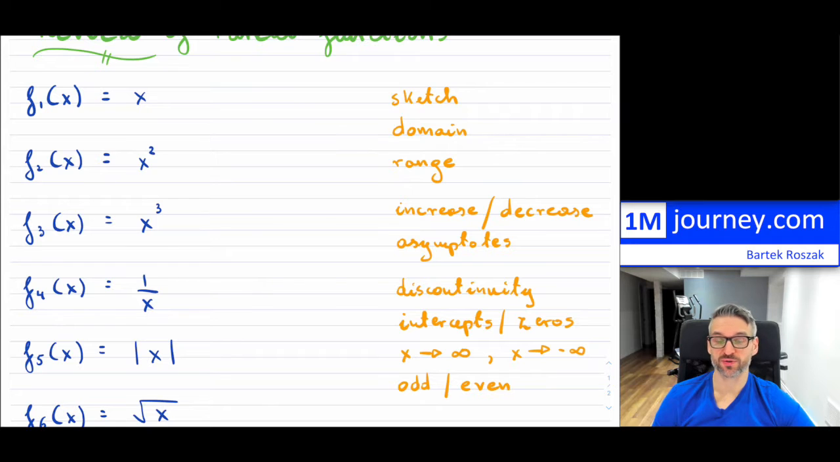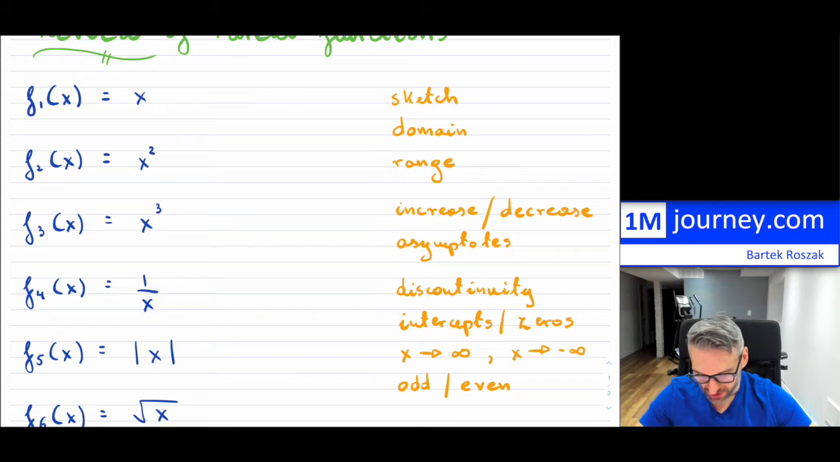Intercepts, zeros, to refresh ourselves on that. And then what happens on the end behaviors, as your inputs approach infinity, or approach negative infinity? Do they blow up, or do they go to a particular asymptote? And then, are these functions odd or even? Which is a topic that was also discussed. I can put up a link above to the odd and even topic that you studied. All right, so let's take a look at these one by one.